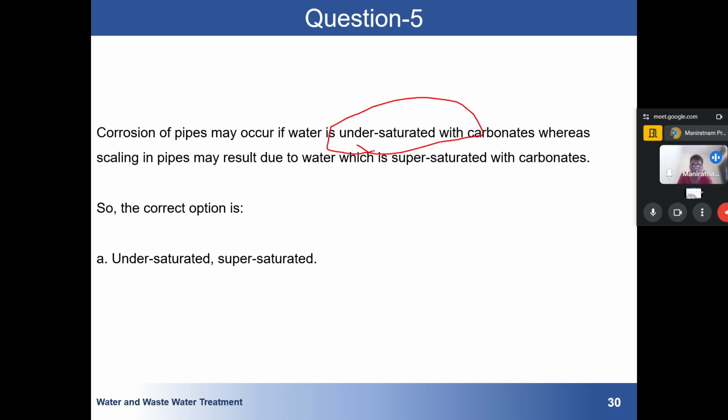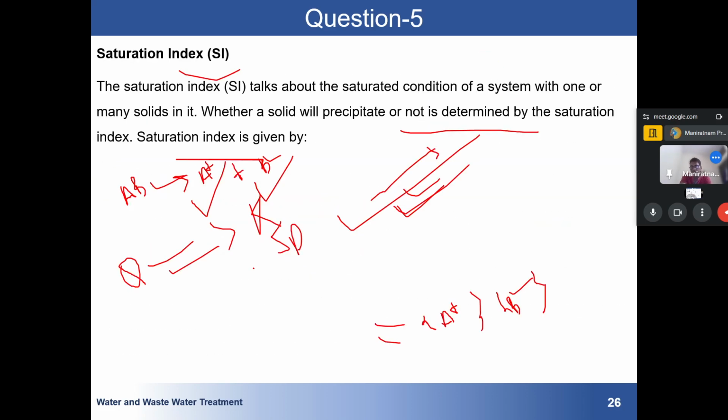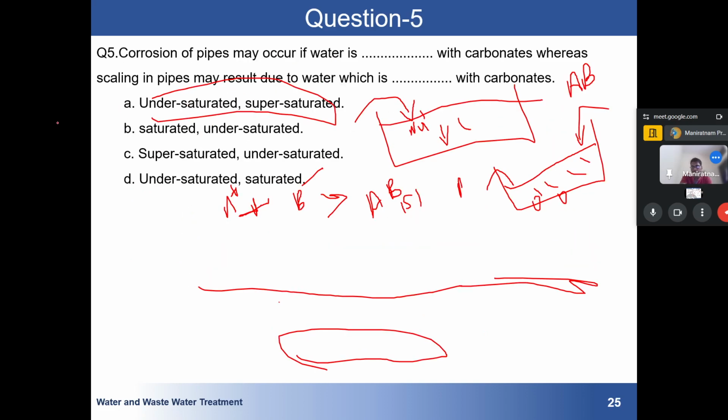Corrosion happens if the water is undersaturated with carbonate in the system, because we know that when the system is saturated with carbonate, it will form CaCO3. Iron corrosion means iron oxide forms in a powdery form. I hope this is clear to you. Scaling in pipes may result due to water which is supersaturated with carbonate. So the correct option is undersaturated and supersaturated: corrosion is undersaturated with carbonates, whereas scaling is supersaturated with carbonate.